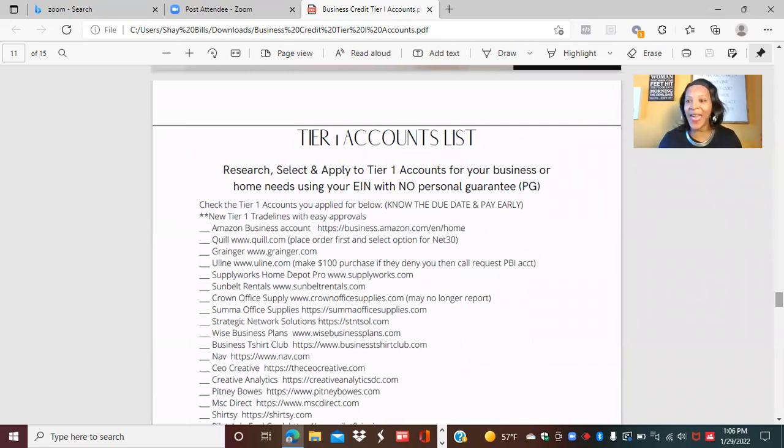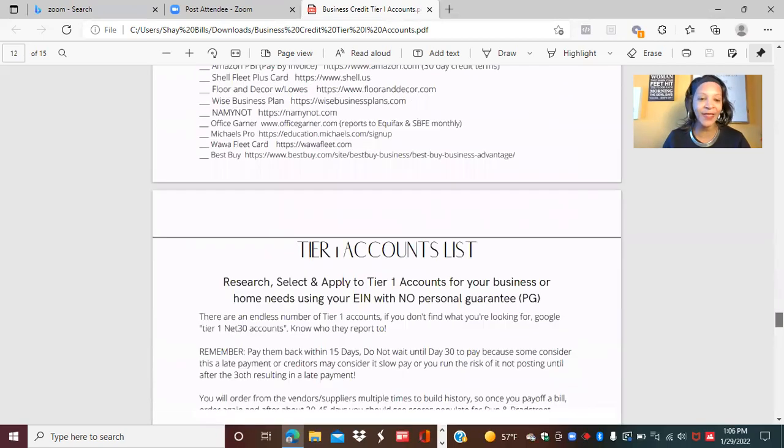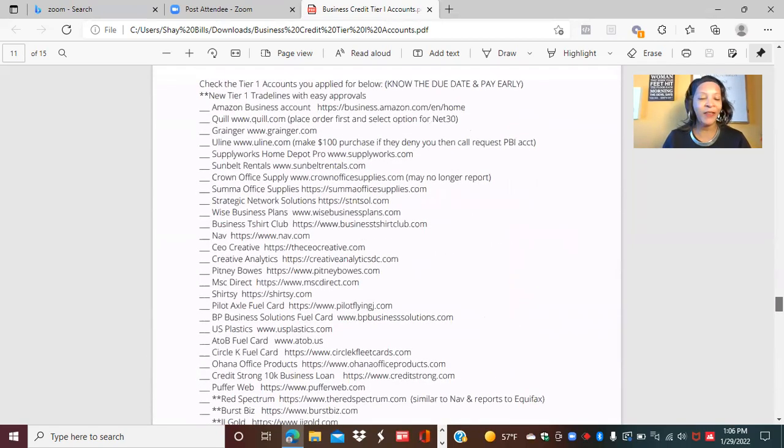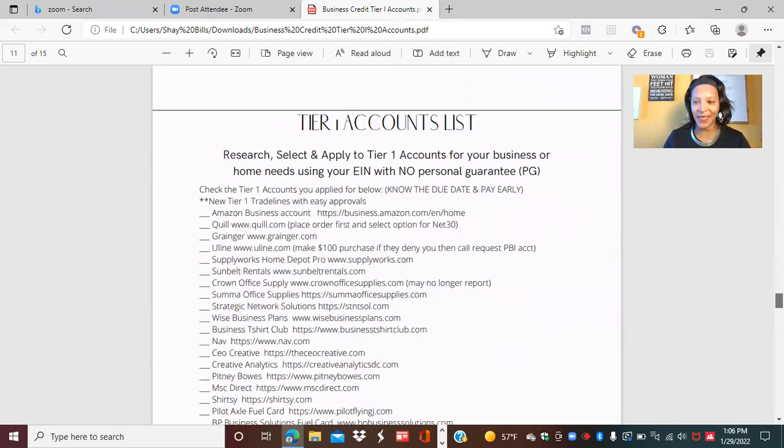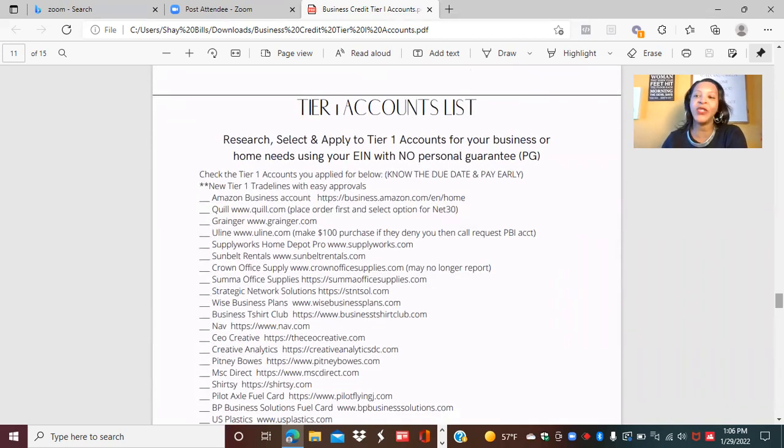So what are tier 1 accounts, you guys? Look at all of the tier 1 accounts. I am not going to go over every last one of these, okay? But what I do want to tell you is this: when it comes to tier 1 accounts, make sure that you are applying as your business, and make sure that you know who that supplier reports to.